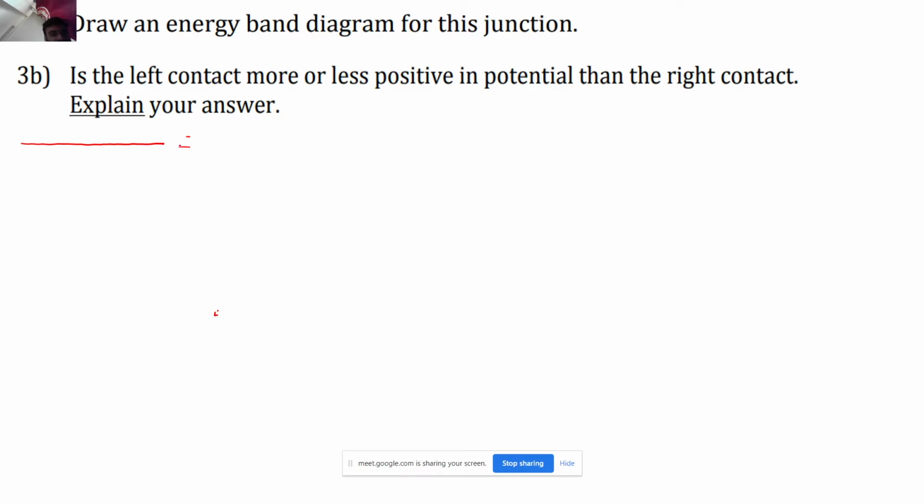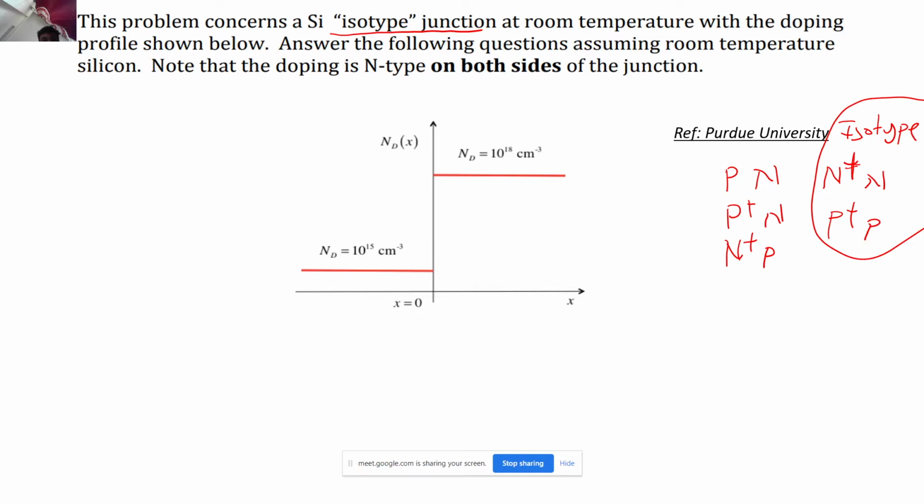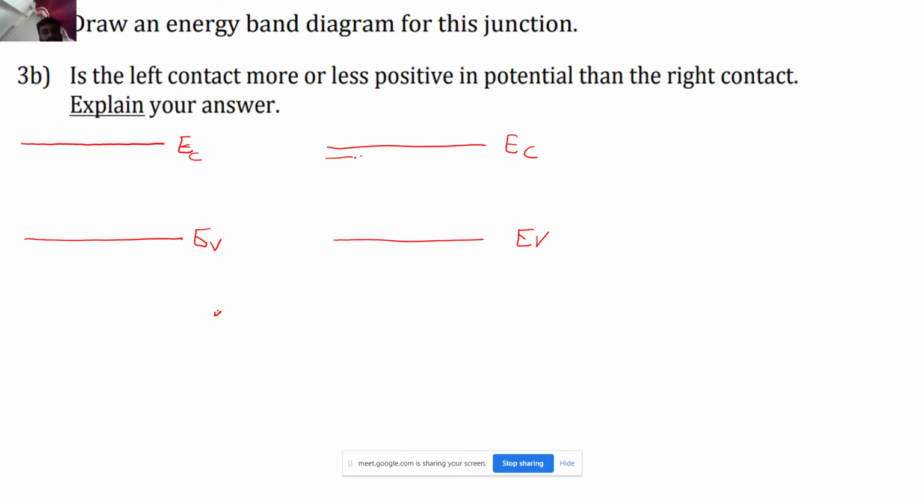So this is EC. This is EV. Now the left side is lightly doped compared to the right side, so the right side's Fermi level should be closer to EC. So let's say this is the EF on the right hand side, and this was the EF on the left hand side. This was EI, and again this was your EI.